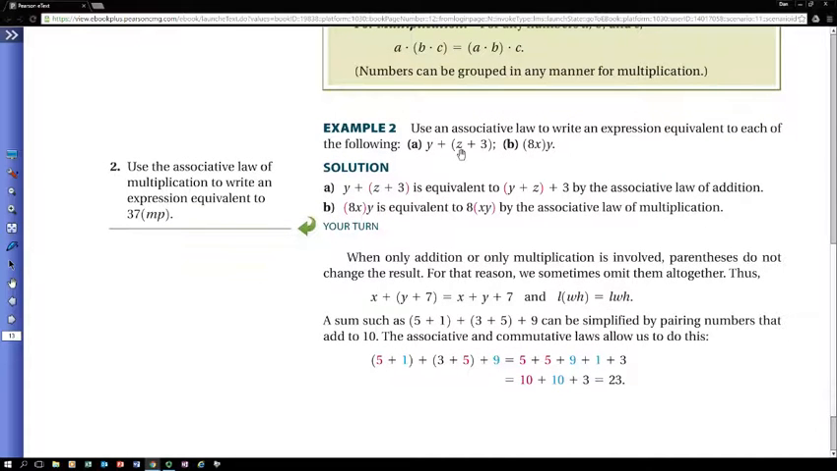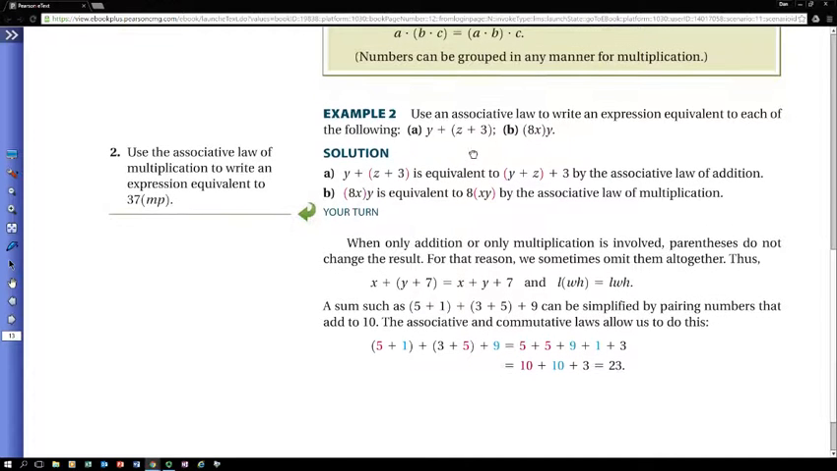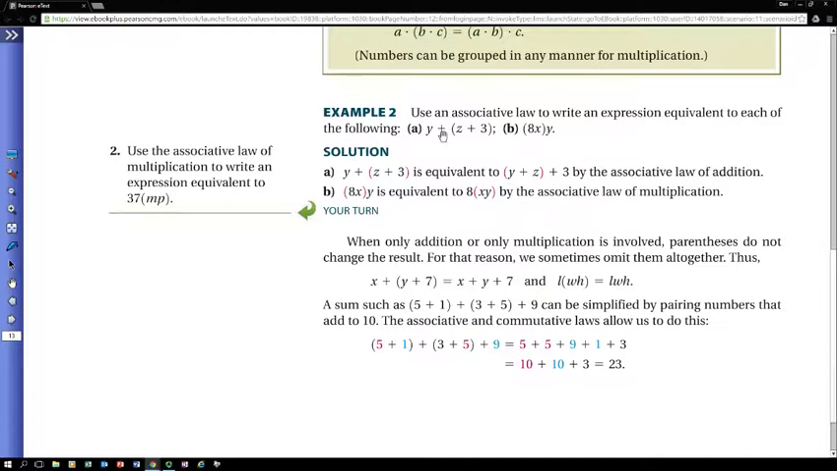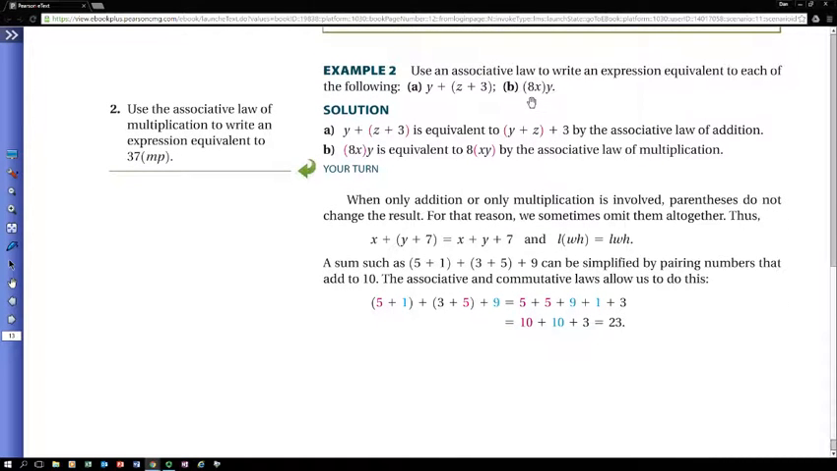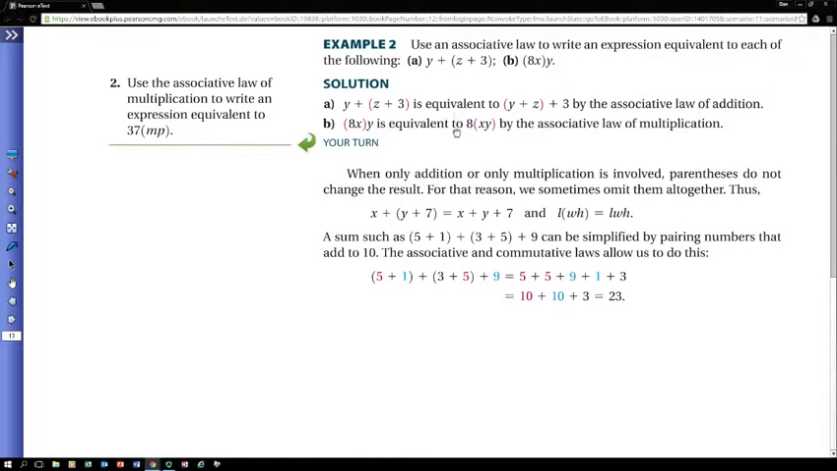If I have A plus the quantity Y plus 3 and they want me to use the associative law to rewrite this expression a different way, I would change what's in the grouping symbols. And here they put A plus Y grouped together and then plus this 3. Now 8 times the quantity x times Y, I could change that grouping to be 8 times x, the quantity, times Y. Notice again what's in the grouping symbols has changed. But it has to be all addition or all multiplication for that associative property to work.